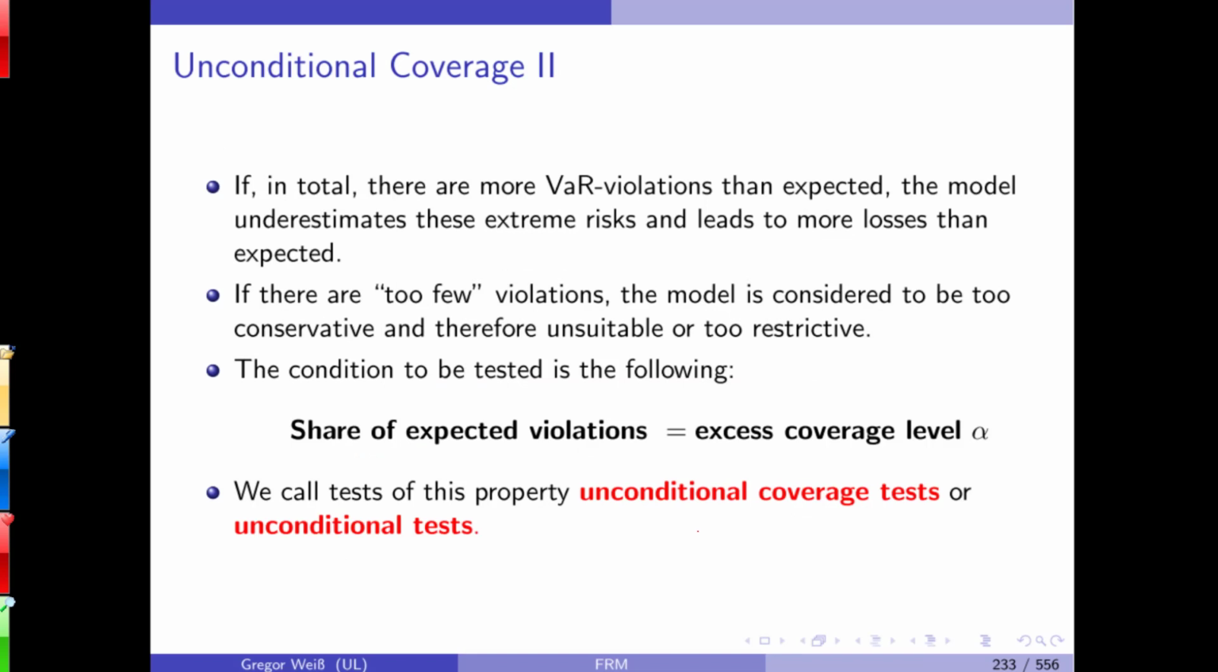Now, if in total there are more VaR violations than expected, the model underestimates extreme risks and leads to more losses than expected. If you have too few violations, the model is considered to be too conservative. Thus, we need a test that tests for the correct number of VaR violations, the right number of VaR hits, of exceedances. And if, for example, we have 100 days, alpha is 5%, then we would expect 5 exceedances. Not 20, not 0. We need to test for the number 5 as the number of VaR exceedances we need for the model to be correct. And any statistical test that tests for this right and correct number of VaR exceedances is called an unconditional coverage test or just an unconditional test.